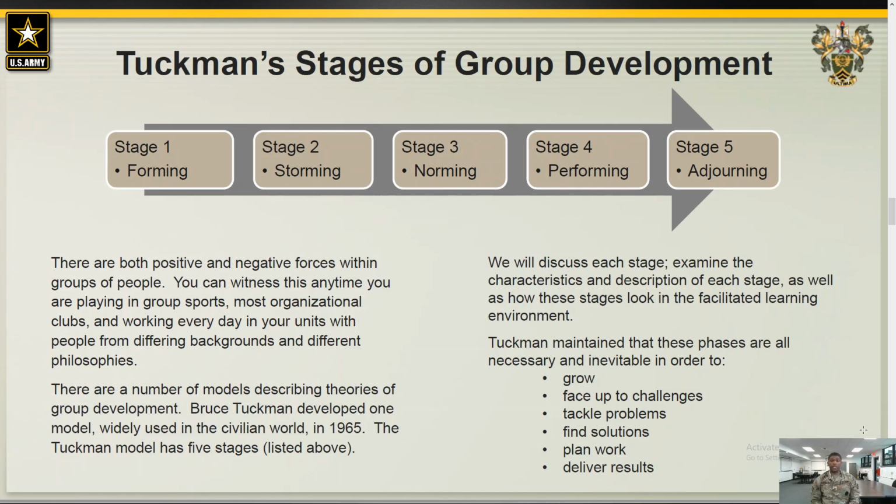Now, we've reached Tuckman's stages of group development. These are the 5 stages that we were talking about. We have forming, storming, norming, performing, and adjourning. All right, there are both positive and negative forces within groups of people. You can see these anytime you're playing organized sports or you're just working with your coworkers on an everyday basis. And we'll talk about each stage of Tuckman's group development, and we'll get more in depth with the characteristics and how these stages look in a real world scenario.